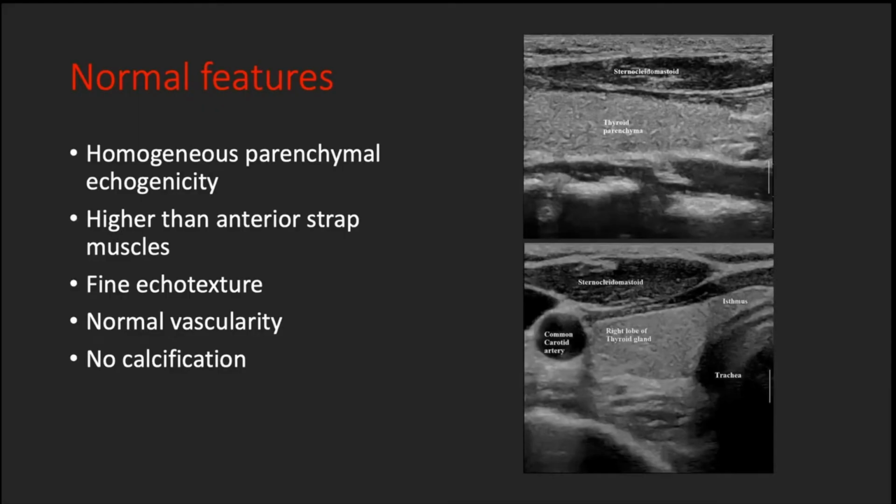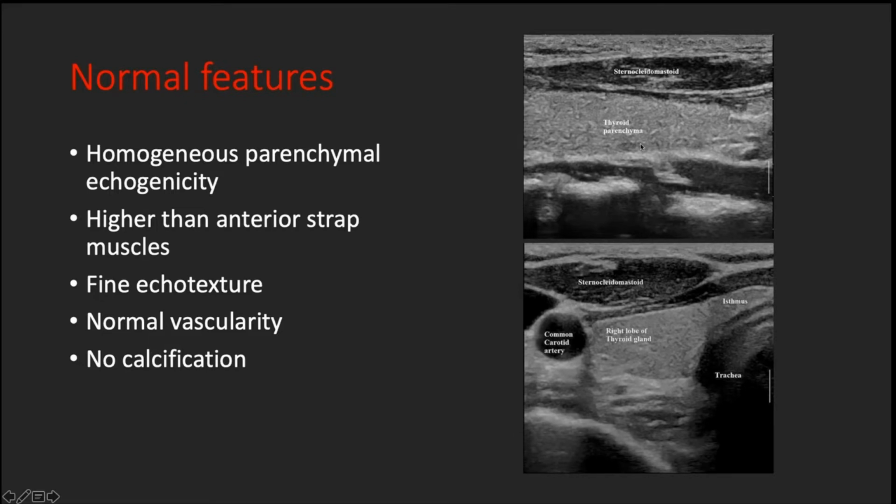Let's talk about when we say it's normal. What do we mean by that? Thyroid tissue has a homogeneous echogenicity. You can appreciate it's almost the same, homogeneous in terms of appearance. So that's the thyroid, and anterior to that is the sternocleidomastoid muscle.